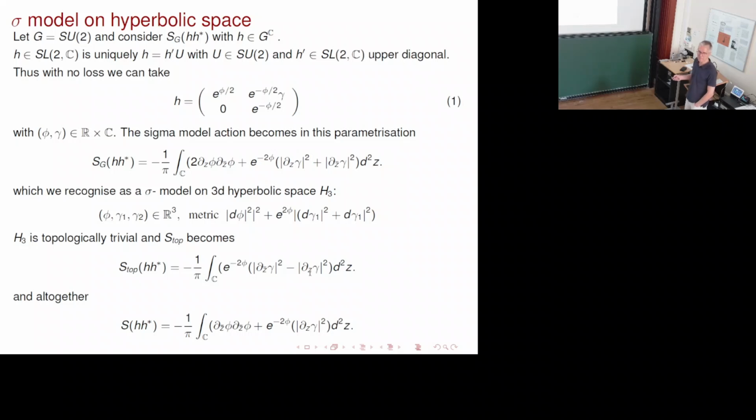Sorry, the topological term, is that not supposed to be over a 3-manifold? Well, we are.